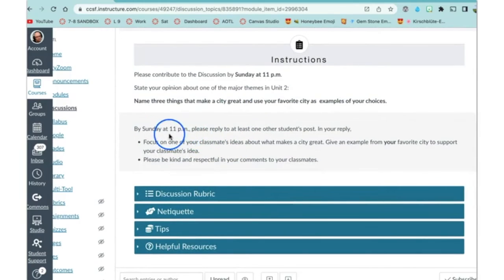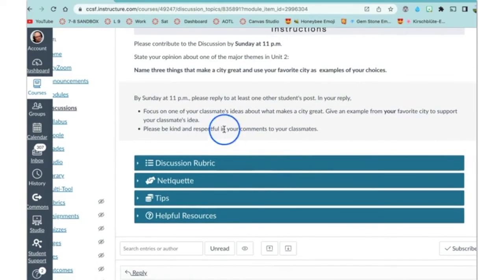And then for your reply, you're going to focus on one of your classmates' ideas about what makes a city great, and add an example from your favorite city to support your classmate's idea. As always, be kind and respectful in your comments.